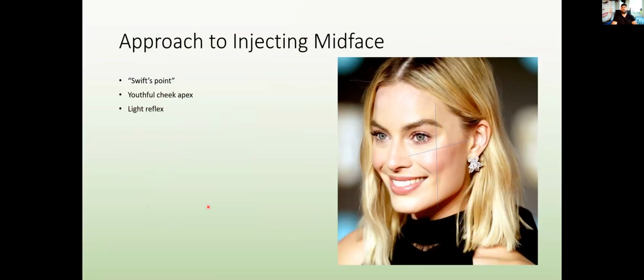So the approach to injecting the mid-face, now this is what we call Swift's point, or the beautification point of the face. Now this is a line drawn from the lateral canthus vertically down the face, and then another line drawn from the superior alar crease to the upper tragus. Now where this point meets tends to be what we call the apex of the cheeks, or the beautification point. So a single bolus in this injection, typically between 0.1 to 0.3 mil, is enough to try and create what we can see here, a light reflex with a shadow underneath.